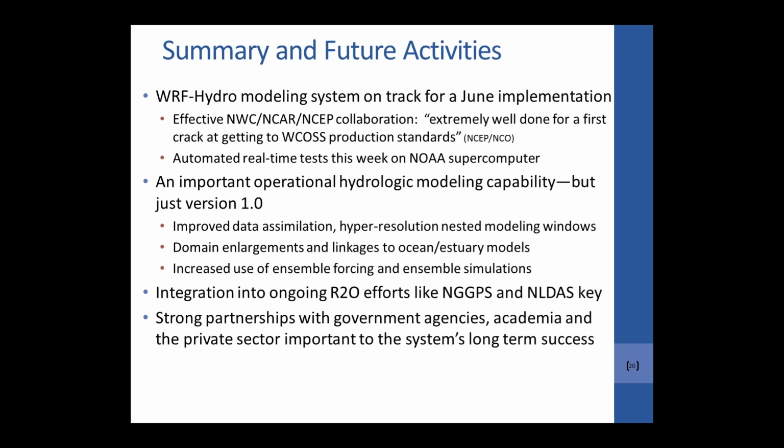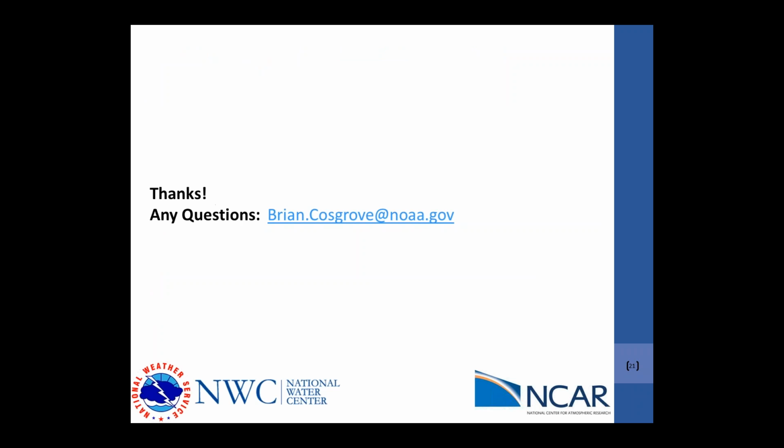Strong partnerships with government agencies, academia, and the private sector are important to the system's long-term success. We don't want to do this in isolation. We don't want some sort of stovepipe system that is unaware of all the other great things going on, or all the other existing forecast systems. It really needs to be a complementary system that helps all of us in the Weather Service hydrological arena to do our jobs better. And I think I'll end with that and take any questions.